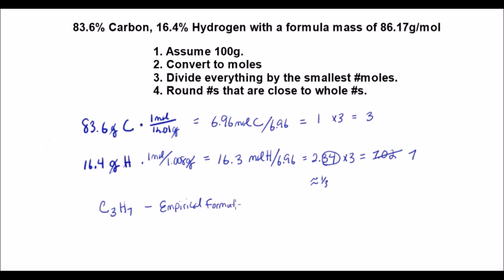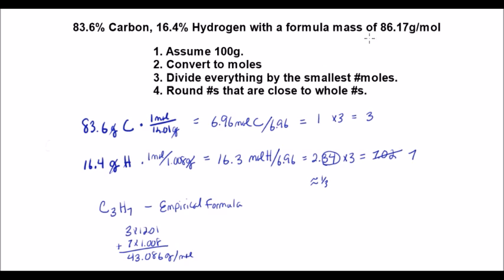Now, this is what we call an empirical formula. What that means is that it is the lowest whole number ratio of all the atoms. Now, is that the same as the molecular formula? Well, possibly, but possibly not. So what we need to do is we need to get the molar mass of this and see what it looks like. And so if we just do 3 times 12.01, and then we're going to add 7 times 1.008, and if we add all that up, that's 43.086 grams per mole.